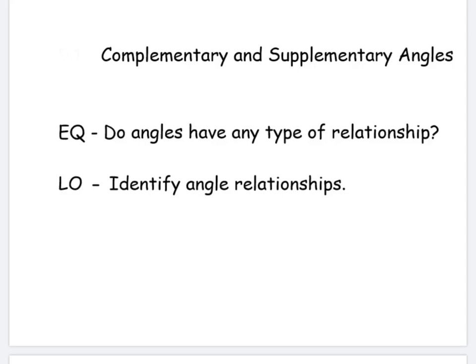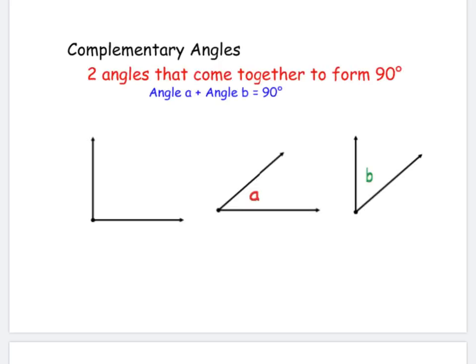This lesson is going to look at two types of angles that you probably have heard about before today, and they are complementary and supplementary. Complementary angles, as you can see from the picture, are two angles that come together to form 90 degrees.